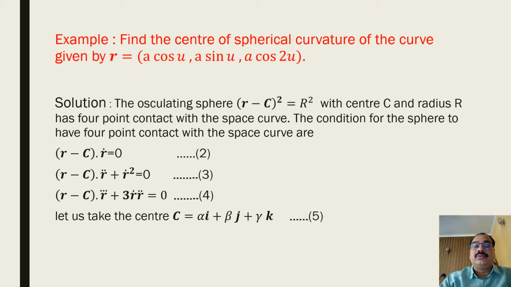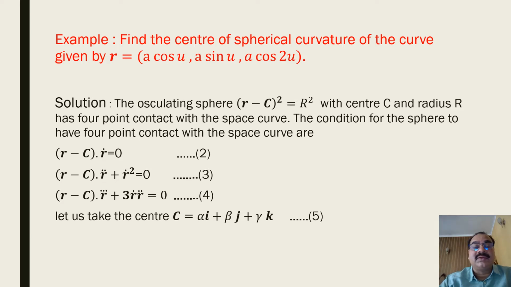Dear students, today we are going to discuss a few examples, as discussed in the previous PPT, on the basis of those theorems. So the example is: find the center of spherical curvature of the curve given by r equals a cosine u, a sine u and a cosine 2u. How will we solve this problem?